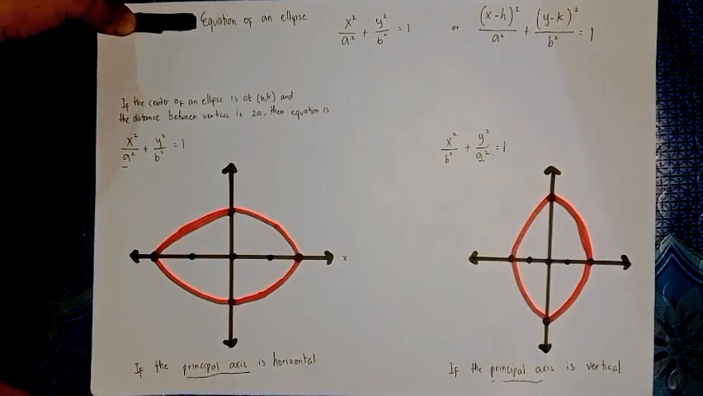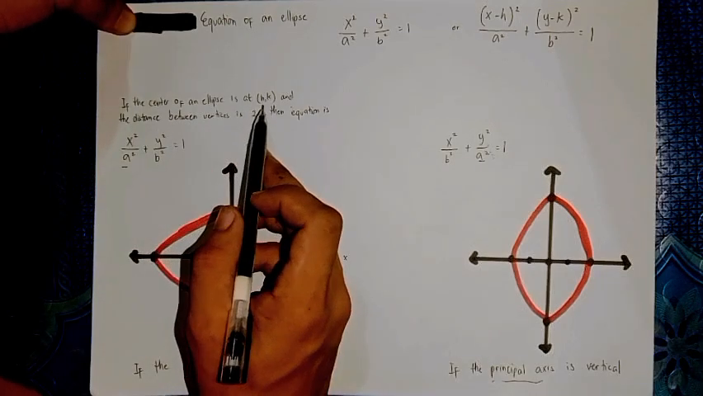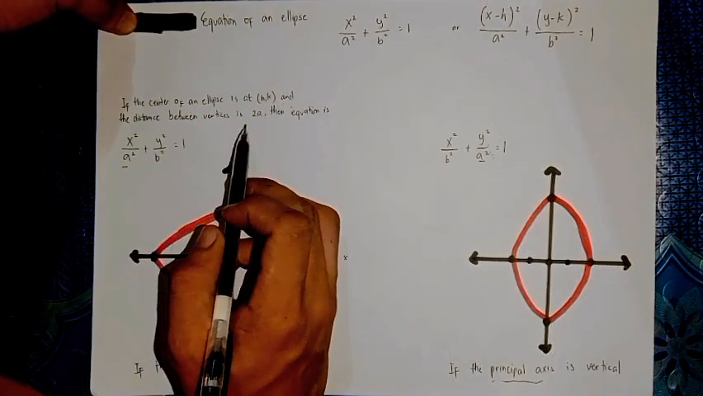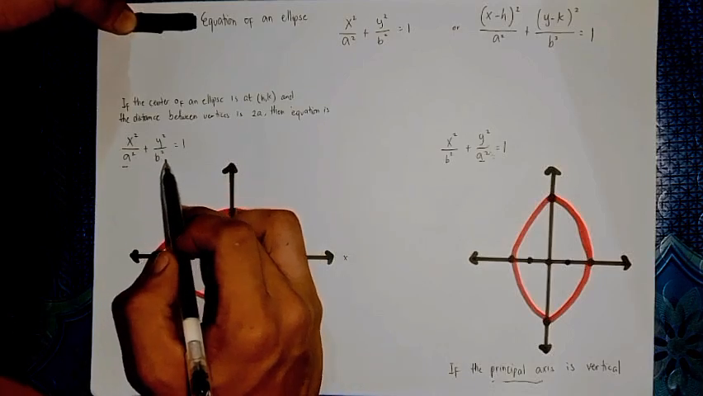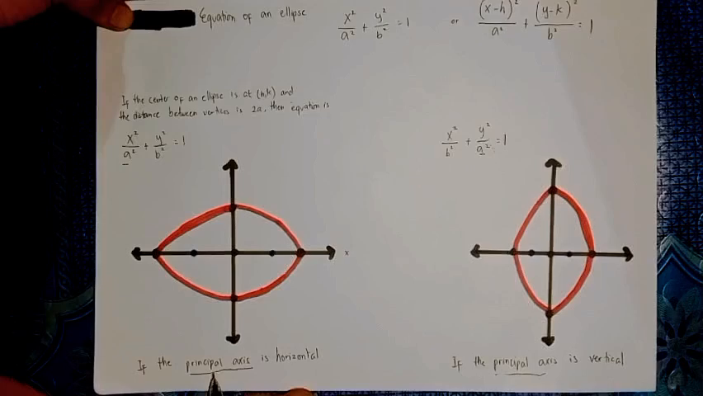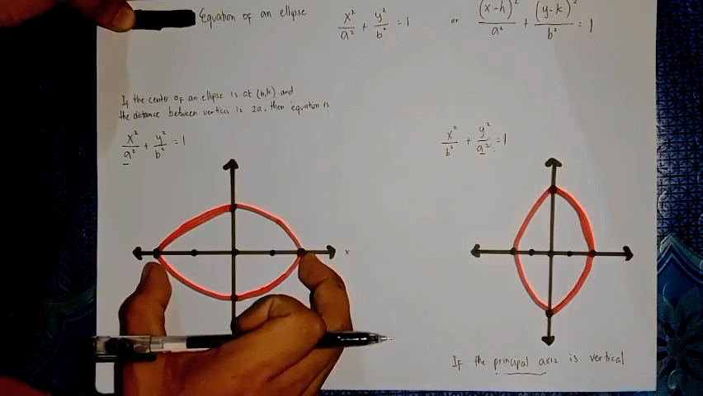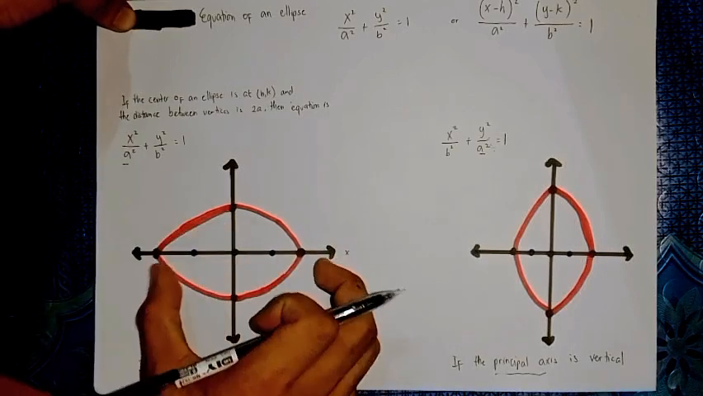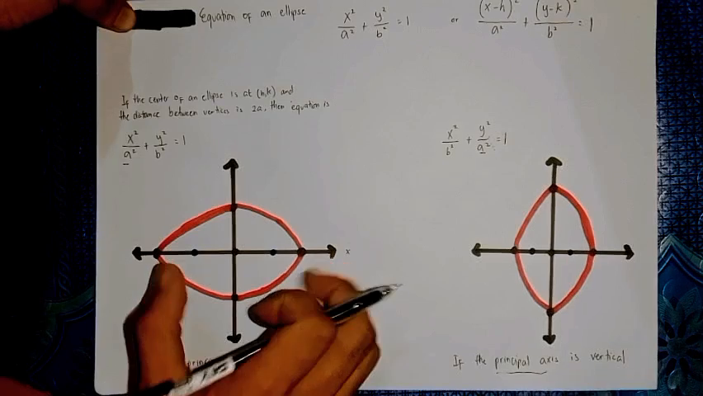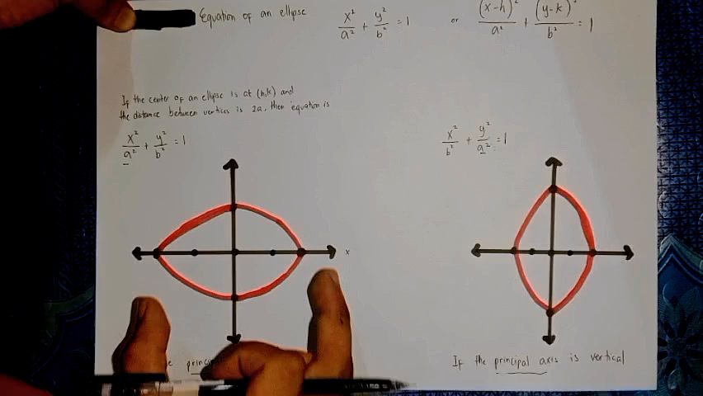Take note that if the center of an ellipse is at the origin (h, k) and the distance between vertices is 2a, then the equation is x squared over a squared plus y squared over b squared is equal to 1, if the principal axis or the major axis is horizontal, meaning our principal axis is at the x-axis. We will use this formula if our major axis is horizontal.